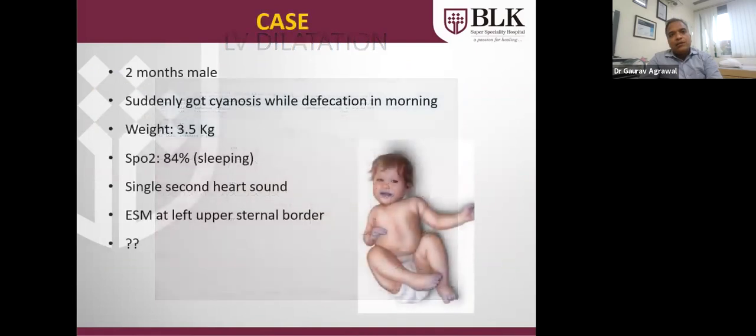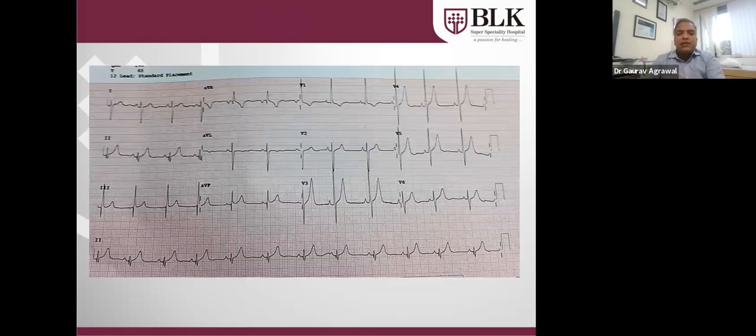Okay. The typical presentation of TOF. 2 months old, suddenly got cyanosis while defecating in the morning, during crying. Saturation sleeping is 80 to 84%. Other things are in favor of TOF. What is the classical finding in TOF? Chandrika, V1 and V2, what is the difference?